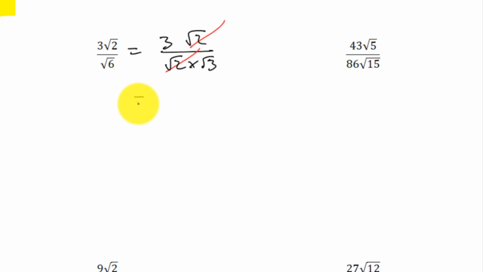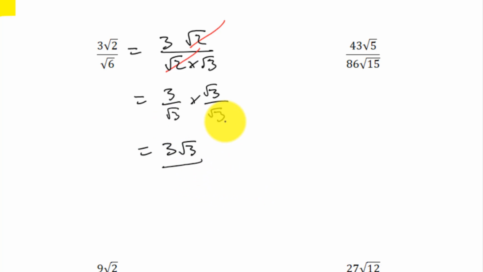So we need to times both top and bottom by the square root of 3. 3 times root 3 is just 3 root 3. We can't simplify that. Sorry, apologies.